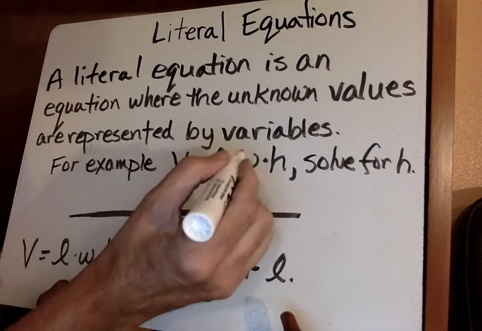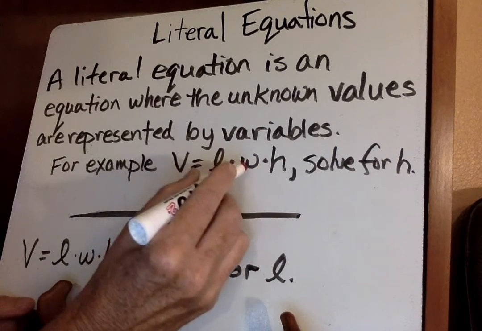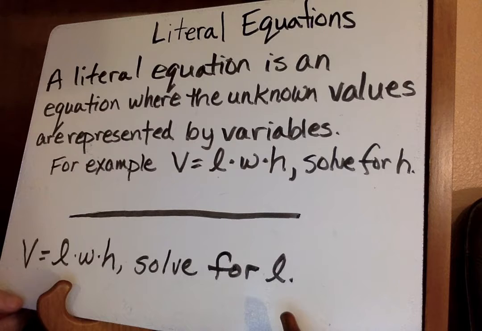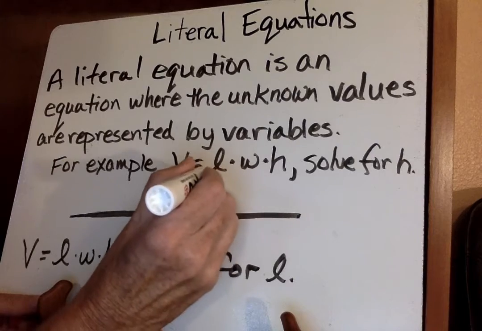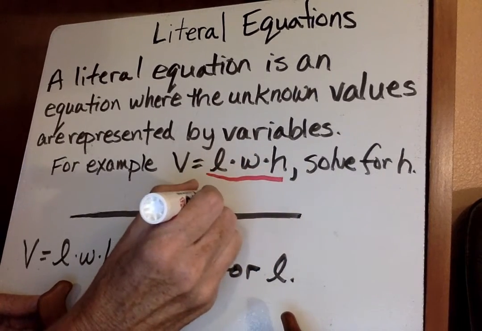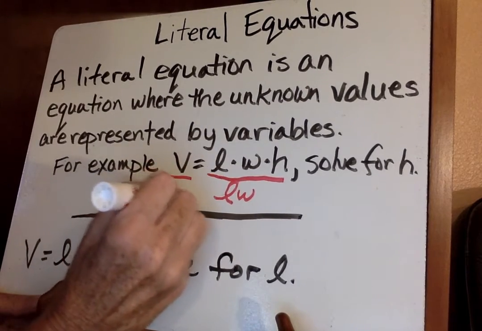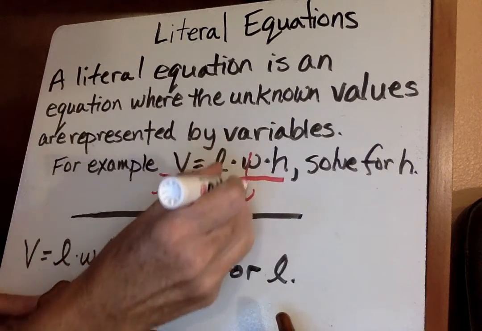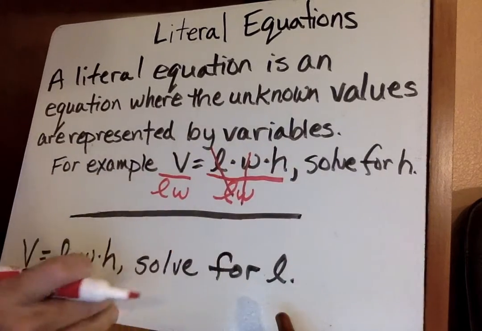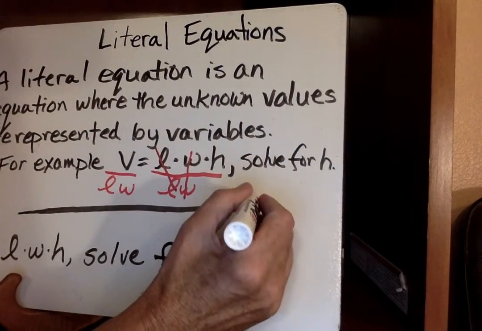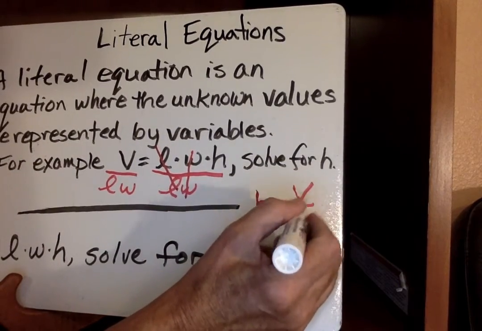So we want to solve for H, so we want H by itself. In order to get rid of the L and the W, we do the inverse operations for L and W. Since it's multiplied, we use the division property of equality, and we're going to divide both sides by L and W. So that cancels out with that, and that cancels with that.